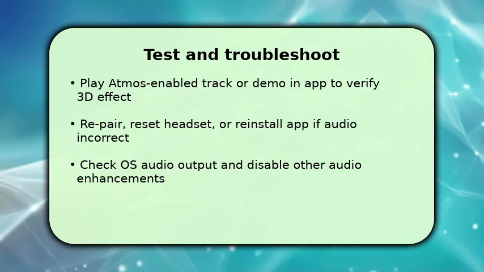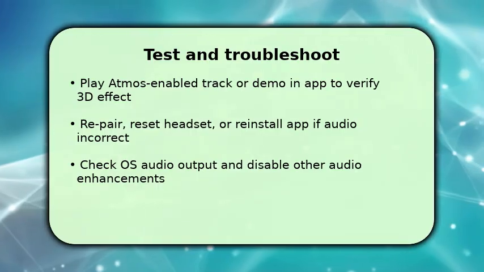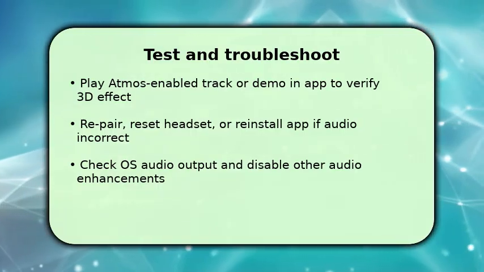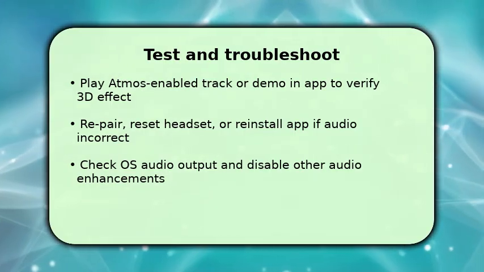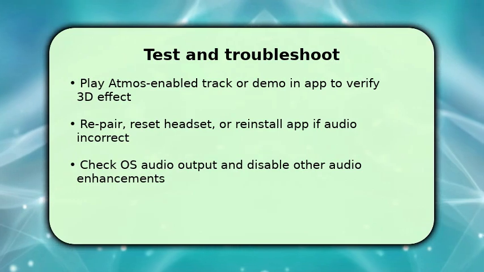Hold the power and volume down buttons as instructed. Finally, make sure your OS output is set to the headset and disable conflicting audio enhancements. This avoids double processing that destroys the 3D effect.